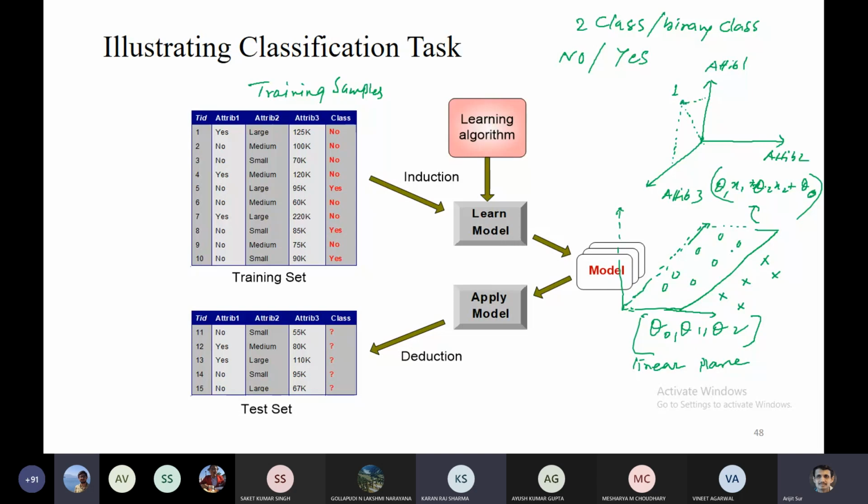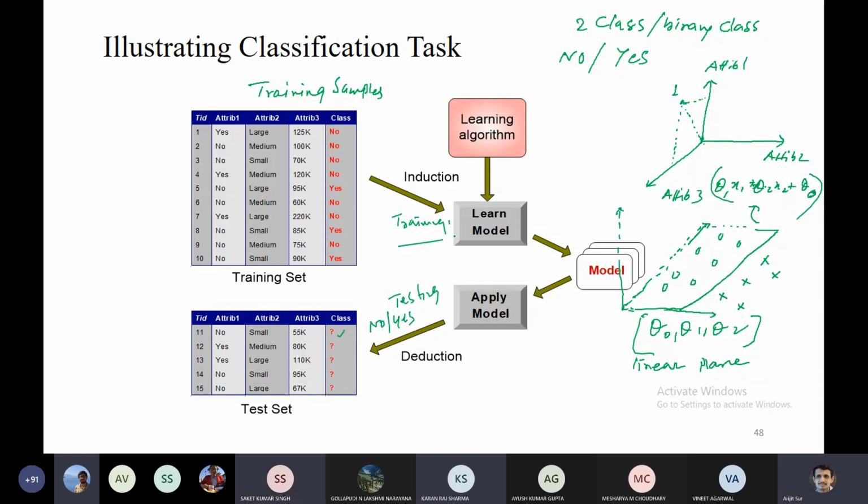And when we know the equation of this linear plane, you apply any data point, and we can easily understand which side of this plane it is on, and accordingly we can say it is a yes or no. So this is called testing, and that is training. Okay, so this is the basic idea.